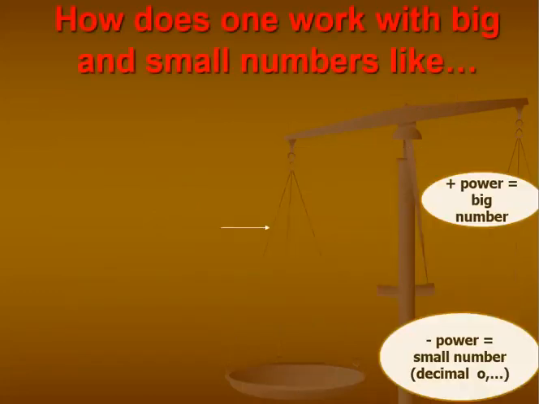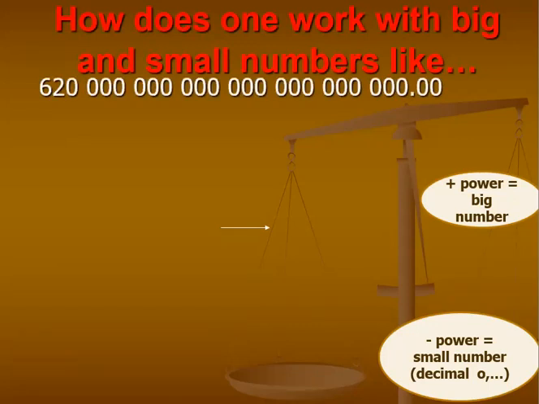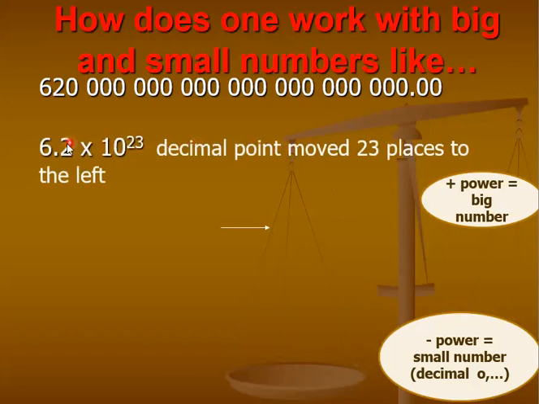Then how do we work with big and small numbers in scientific notation? If you've got a very big number like this, you can see the decimal point there. The aim now is to shift the decimal point. So that's going to be 6.2 times 10 to the exponent 23. Why is that?